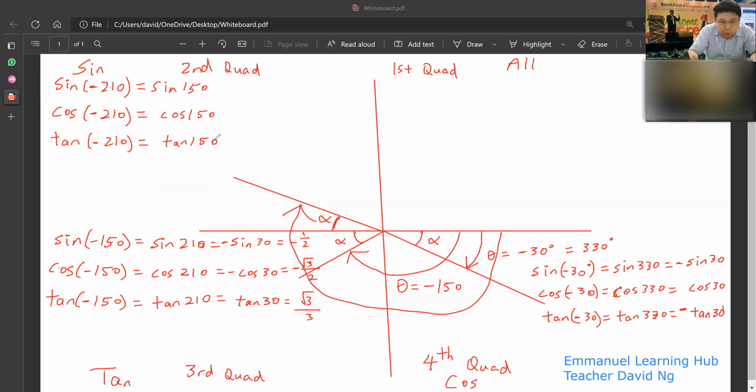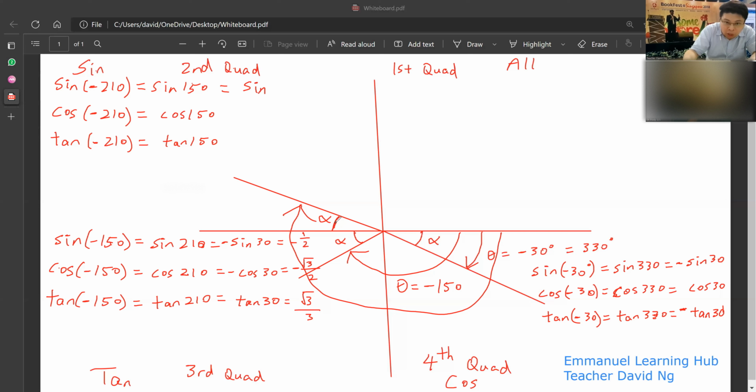Okay, you add 360 degrees to make the angle positive, because now it's in the negative direction. So I add 360, it becomes a positive direction. Positive direction will be easier to do. So sine, cosine, tangent.